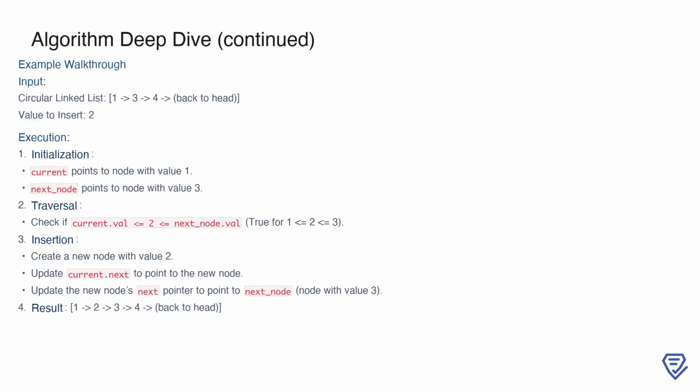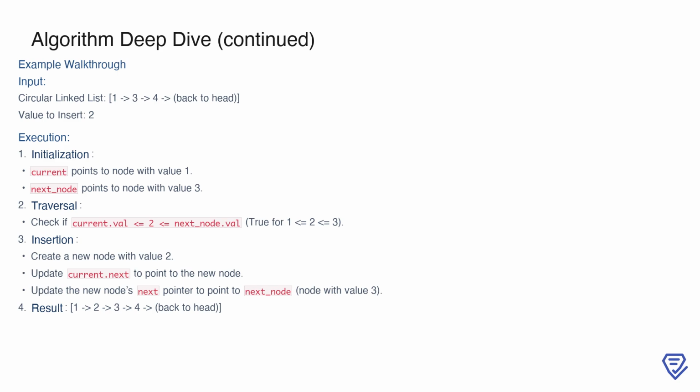To illustrate this process, let's walk through an example. Suppose we have a circular linked list with nodes 1-3-4-back to head, and we need to insert the value 2. First, we initialize current to point to the node with value 1 and next_node to point to the node with value 3. As we traverse, we check if the condition current.val <= 2 <= next_node.val is satisfied, which is true for 1 <= 2 <= 3. This indicates that the new value fits between these two nodes.